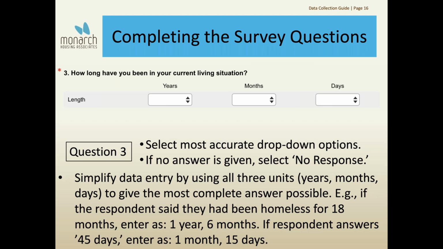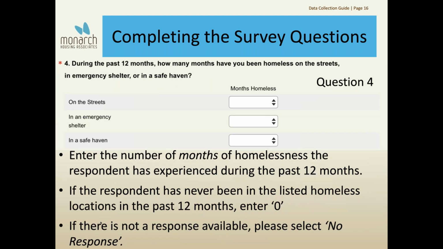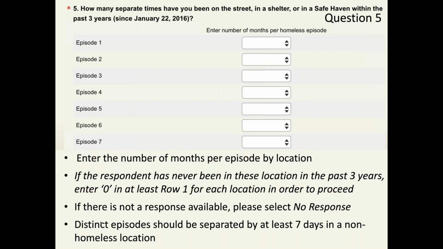For question number 4, you're going to enter the number of months during the last 12 months that the person has spent either on the streets, in an emergency shelter, or in a safe haven. If the respondent has not been in a homeless situation, you would select 0. If there was no response, again, you would select no response. This is another drop down, so you're going to select the numbers appropriate to the survey that you're entering. Again, there's the option for 0 or for no response, depending on the survey.